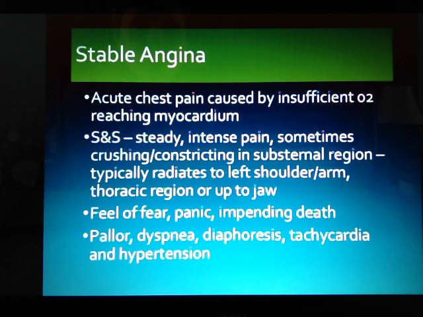For angina, it's acute chest pain caused by insufficient oxygen reaching the myocardium. The signs and symptoms are steady, intense pain, sometimes crushing, constricting in the substernal region, typically radiating to the left shoulder, arm, thoracic region, or up to the jaw. There's a feeling of fear, panic, impending death, pallor, dyspnea, diaphoresis, tachycardia, and hypertension.